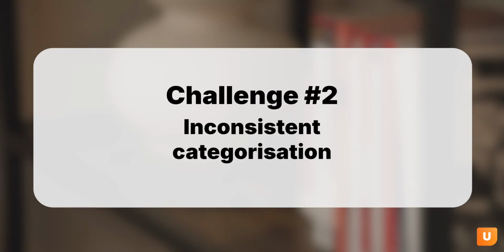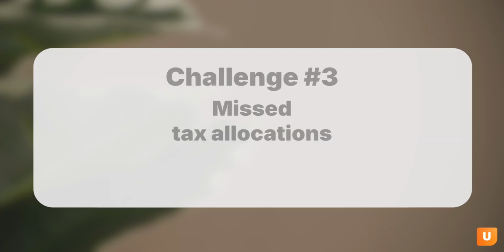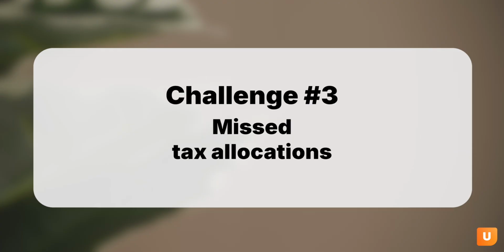Challenge 2, inconsistent categorization. Different team members might code expenses differently, leading to errors and the need to rework. The solution, automation rules guarantee the expenses are categorized consistently every single time. Challenge 3, missed tax allocations. Failing to apply the correct tax treatment can lead to compliance risks and some very upset clients. Solution, supplier rules specify the right tax code automatically, ensuring compliance with tax regulations.